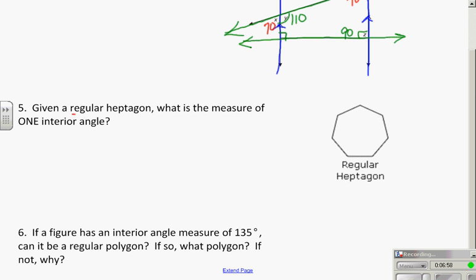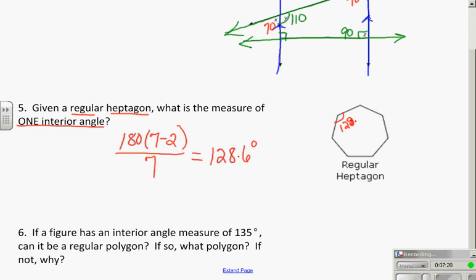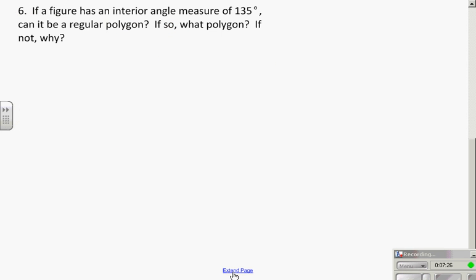And our last review problem here, given a regular heptagon, 7 sides, the measure of one interior angle. So I have 180 times 7 minus 2 divided by 7. And one angle ends up being 128.6 degrees. It's okay to have a decimal or fractional angle measurement.